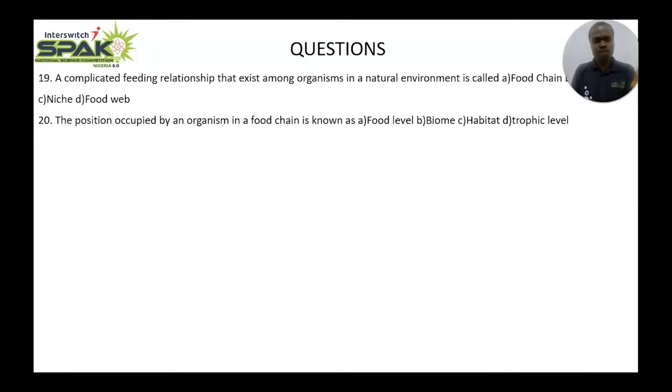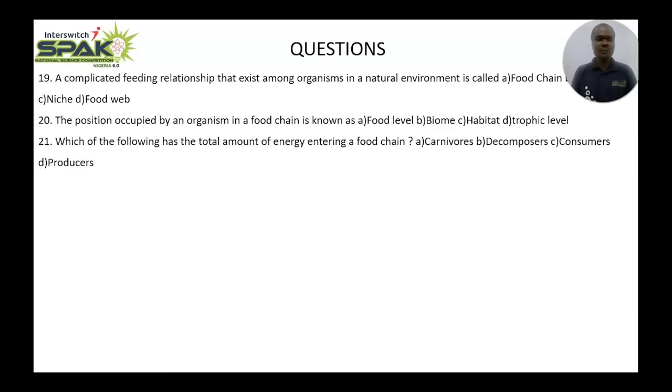When you talk about the niche, it is talking about the functional role, the functional status, but the trophic level is talking about the position occupied in a food chain. Okay, not in the ecosystem. So when you have a food chain, one organism might be feeding on organism A, another one is feeding on that organism B, and it continues like that.